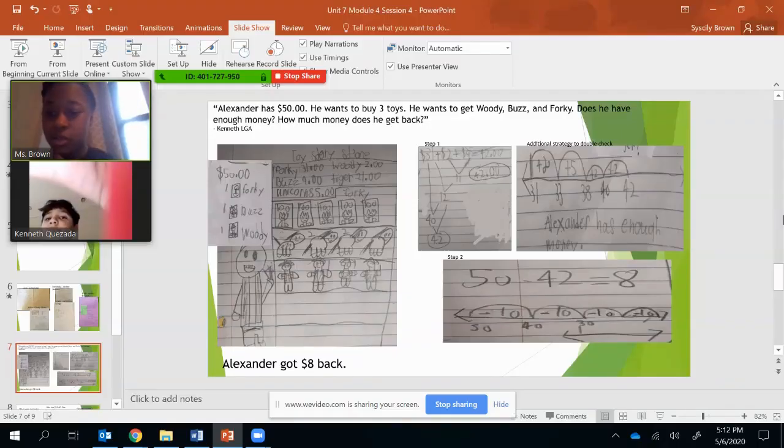Kenneth, can you see my screen? Yes. Okay, so here was Kenneth's story problem. Kenneth, can you go ahead and read that story problem to us? Alexander has $50. He wants to buy 3 toys. He wants to get Woody, Buzz, and Forky. Does he have enough money? How much money does he get back?